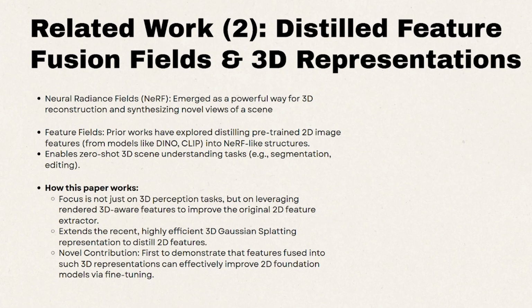The key technical choice here is the use of the recent and very efficient 3D Gaussian splatting technique to represent these 3D features. This is a crucial point as it allows for fast optimization and real-time rendering, which is vital for their fine-tuning pipeline. More importantly, the authors state that this is the first work to show that these kinds of semantically rich 3D representations can be used to effectively fine-tune and improve 2D foundation models.